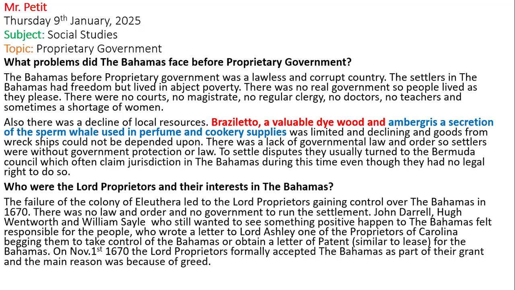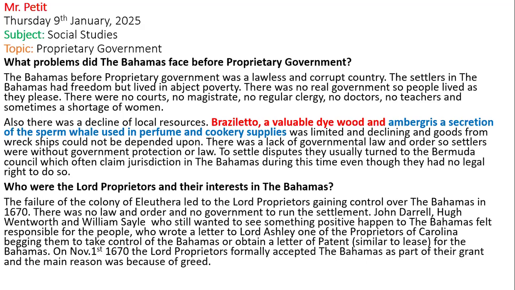So if I ask you, what is proprietary government? You would tell me proprietary government is government under the control of who? The Lord proprietors, yeah. And how many Lord proprietors did I mention? Six, yeah, six.